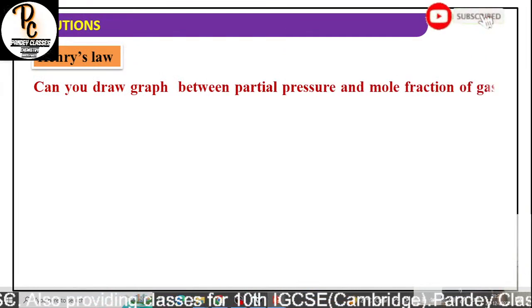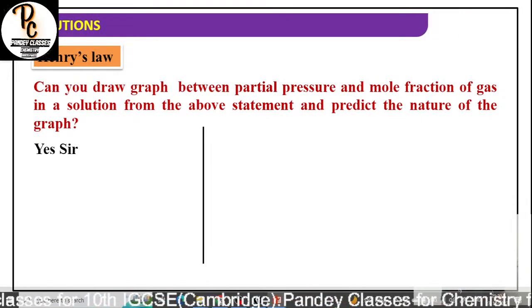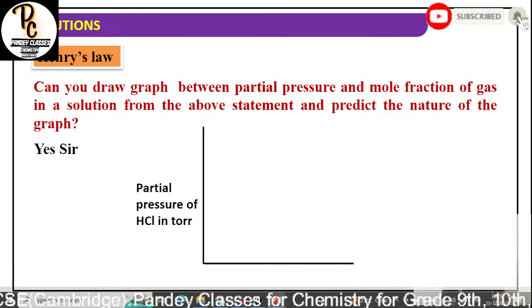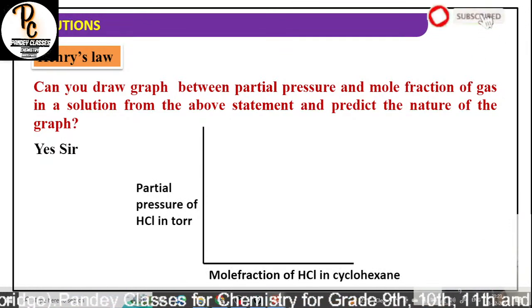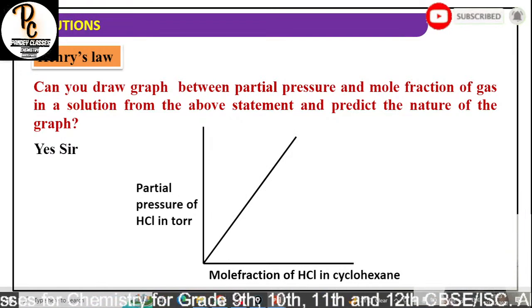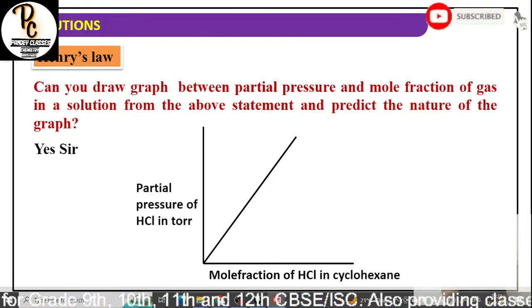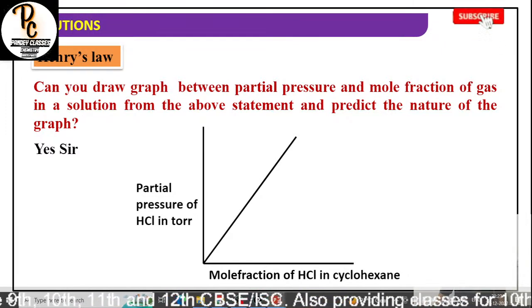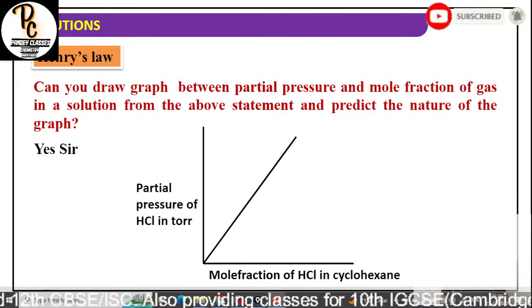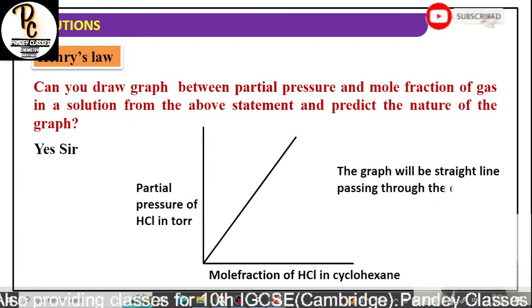Can you draw a graph between partial pressure and mole fraction of gas in a solution from the above statement and predict the nature of the graph? Yes. This is the x-axis, this is the y-axis, with partial pressure of HCl in torr, torr being the unit of pressure, and mole fraction of HCl in cyclohexane. This is one graph for hydrochloric acid. This was studied by Henry, not Henry Moseley. He studied what pressure is exerted by HCl when it is dissolved in cyclohexane solvent. This graph will be a straight line passing through the origin.